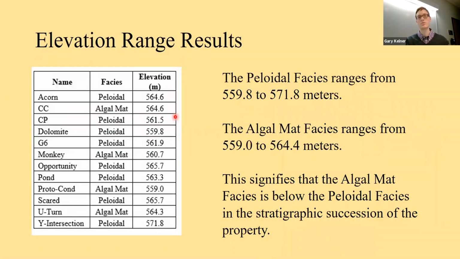Looking at the elevation ranges of these facies, the peloidal facies has an elevation range from around 560 to around 570 meters in elevation. The algal mat facies has an elevation range from around 559 to around 564 meters in elevation. This signifies that the algal mat facies is below the peloidal facies, looking at the stratigraphic succession within the property. This table on the left shows the elevation ranges with their respective facies.